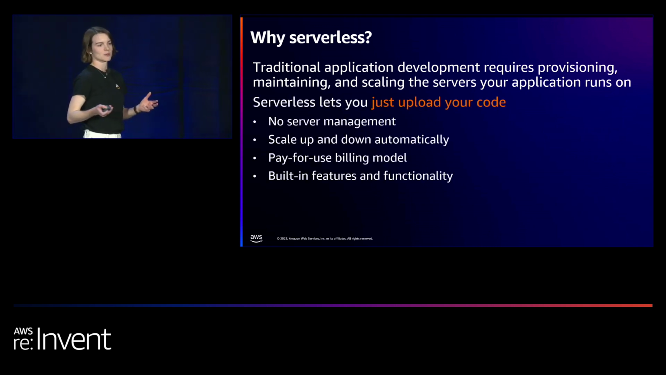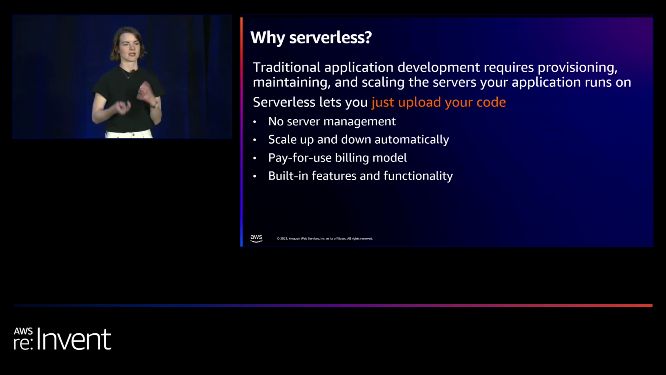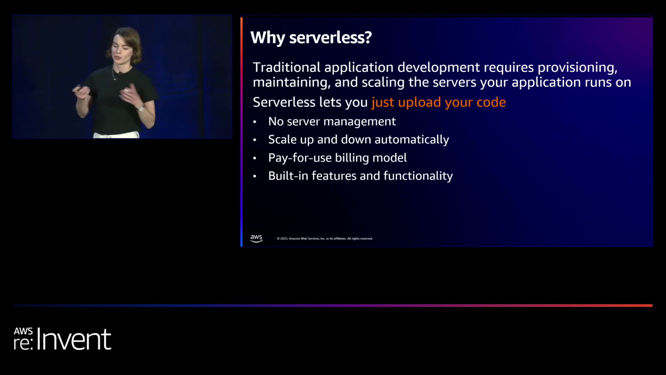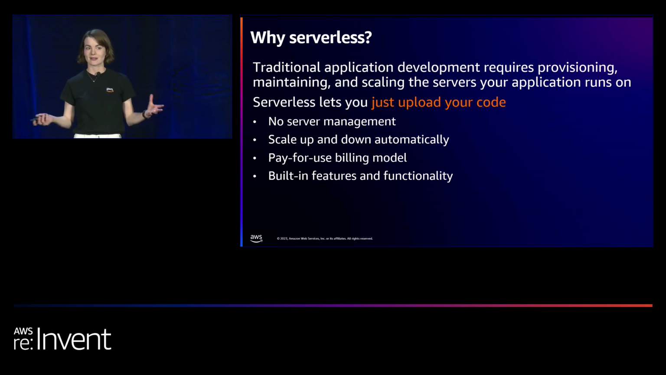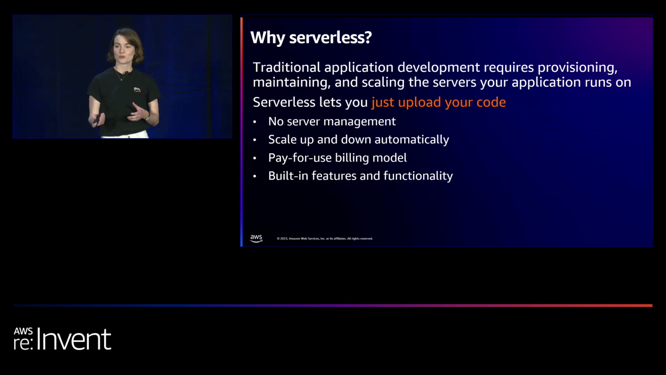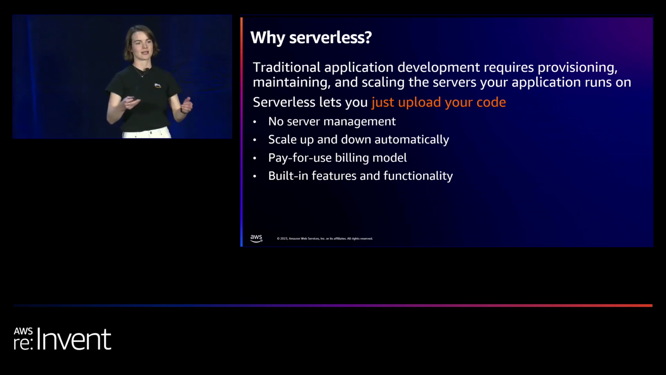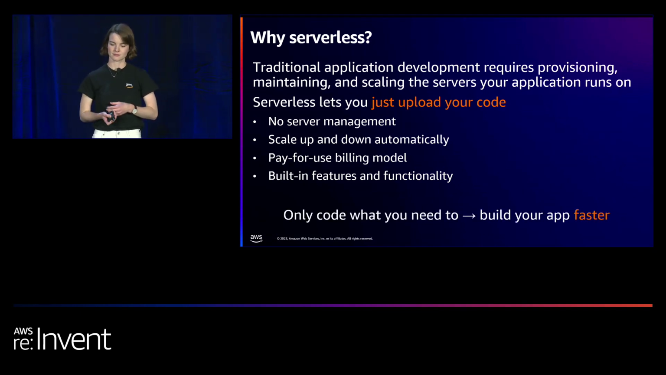And what we did at AWS is we said, hey, I think we can automate that in the cloud and allow you to just upload your code and just build the business logic that is most critical and most unique to your application. So with serverless and all the services we're talking about, you get no server management. Those services scale up and down automatically based on the usage of your application. There's a pay-for-use billing model, so if there's no traffic hitting your application at the time, you're not paying for it. And also built-in features and functionality that are constantly adapting and getting better as we launch new cool things. Ultimately, if you're only coding the things that make your application very unique, then you're able to get that into production even faster.